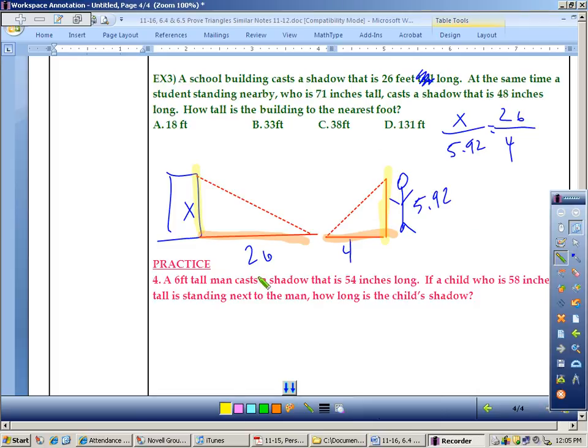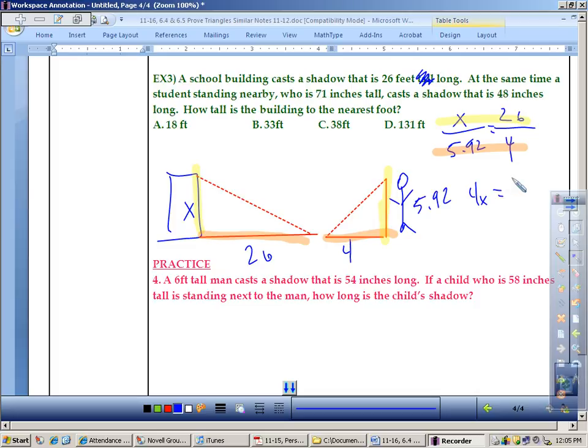And notice again here that I've got my building, the height and shadow on top, and then we've got the student, height and shadow on the bottom. So when I cross multiply, I get 4x is equal to approximately 153.92. Then we divide both sides by 4, and x is equal to 38.48. So the best answer there would be C.